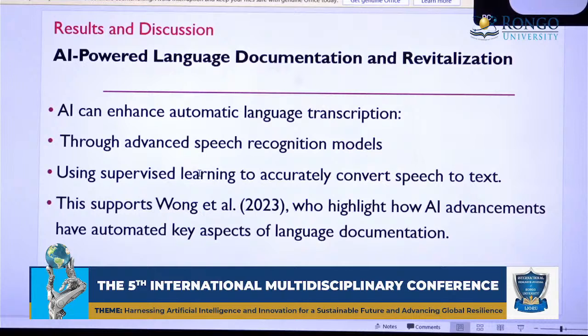And this supports one who highlights how AI advancements have automated key aspects of language documentation. And we find that this can also be applied in the context of our African languages.